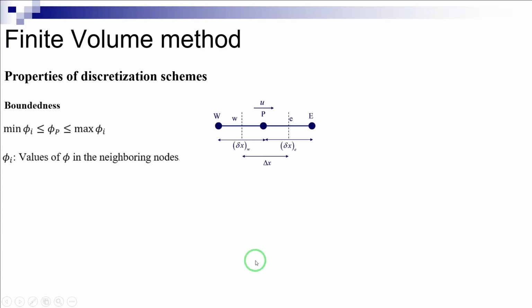Boundedness. In convection diffusion problems without source terms, the solution results are bounded by the maximum and minimum values of the flow variable at adjacent nodes. For example, the value of phi at the node P without the presence of source terms satisfies the following equation. Here, phi I indicates the values of phi in the neighboring nodes. For this purpose, two important conditions must be met.